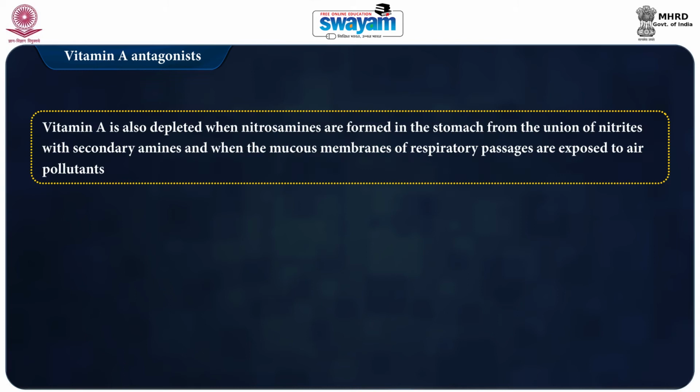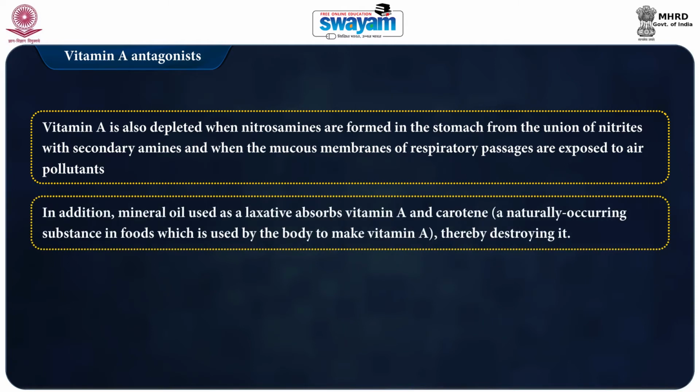Now, coming to vitamin A antagonist, vitamin A is also depleted when nitrosamines are formed in the stomach from the union of nitrites with secondary amines, and when the mucous membranes of respiratory passages are exposed to air pollutants, that is carbon monoxide, ozone, sulfur dioxide, nitrogen dioxide. In addition, mineral oil used as laxative absorbs vitamin A and carotene, a naturally occurring substance in foods which is used by the body to make vitamin A, thereby destroying it.